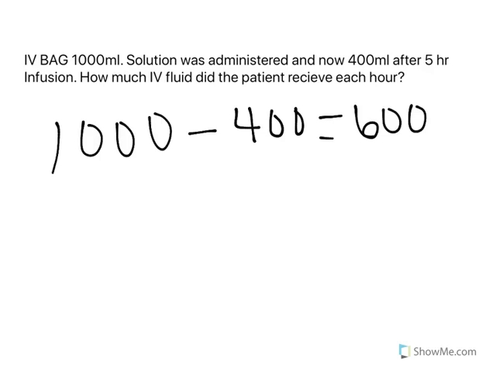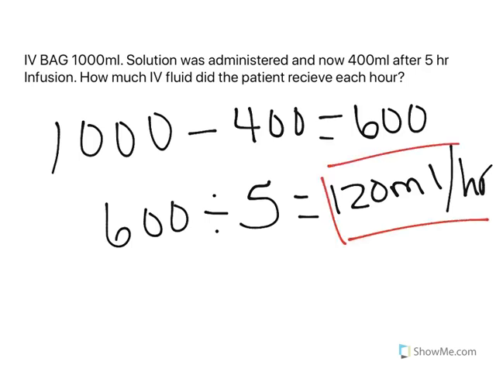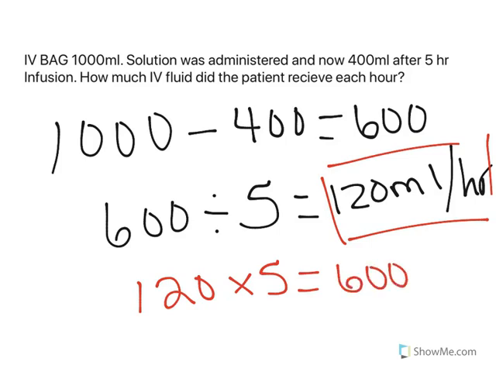We are then going to take that number, 600, divided by the 5 hours, and get 120 mLs per hour. Now this number is actually indicating how much fluid was infusing per hour, a total of 600 at 120 mL per hour. And if you want to check yourself, you can always go back and do so. If you do 120 times 5, you should get 600.